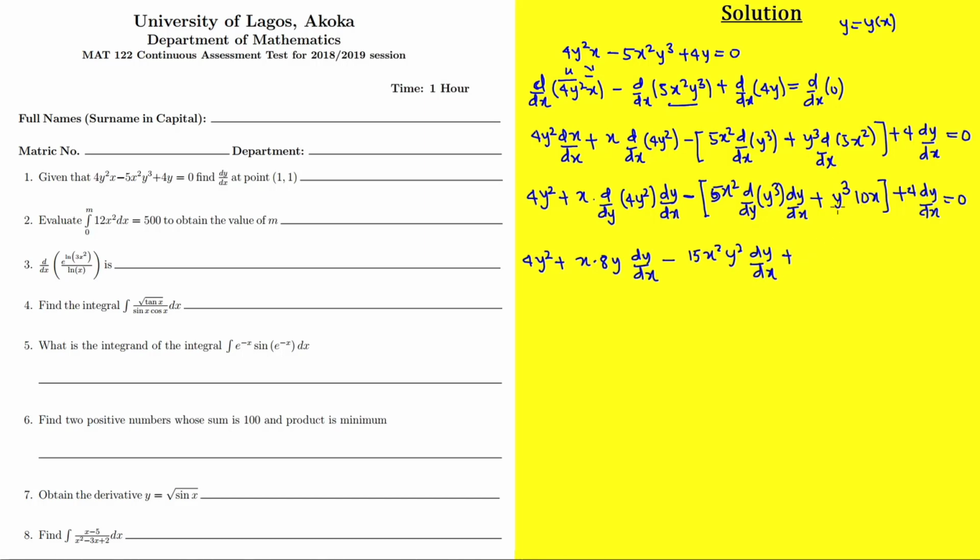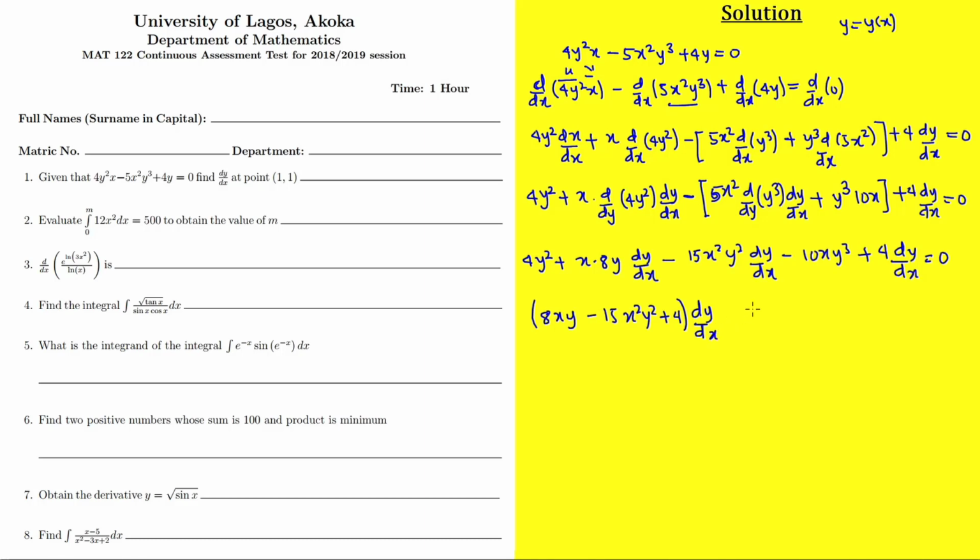Then plus, now here again, if you multiply this out, there's a minus out here, so this will be minus 10xy cubed, then plus 4 dy/dx. Now since I'm interested in my dy/dx, I can collect all the terms that contain dy/dx. So my differential coefficient is 8xy minus 15x squared y squared, then plus 4, multiplied by my dy/dx.